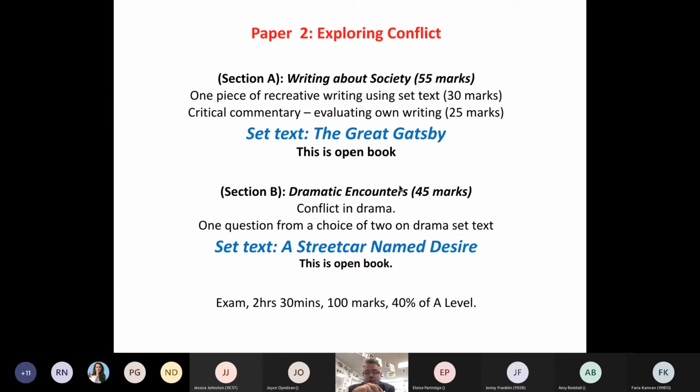You evaluate your own writing. It's a brilliant question. It's not an easy way, but it's a really good way of being able to earn some marks. So that's exciting. Now, the second part of this is called dramatic encounters.